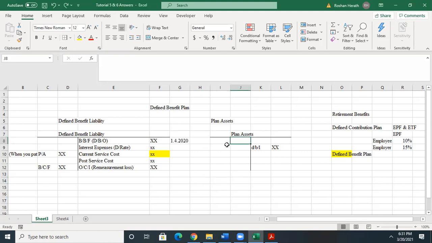As I told you, it's the money that you contribute to a particular fund. At the beginning of the period, you can have this plan asset, the balance brought forward. Then, most importantly, you need to compute the interest income.